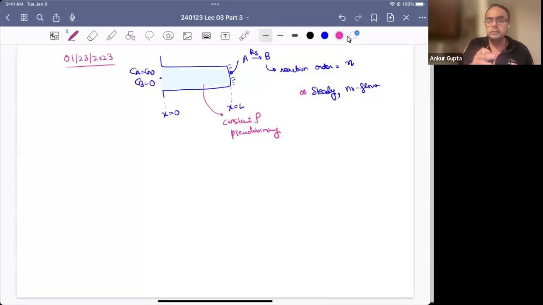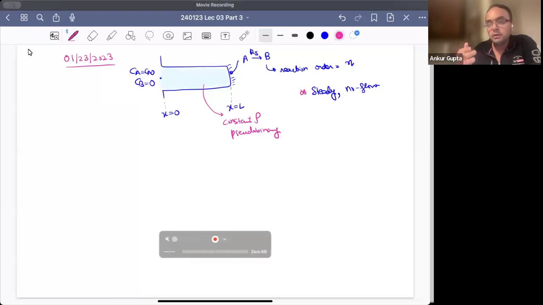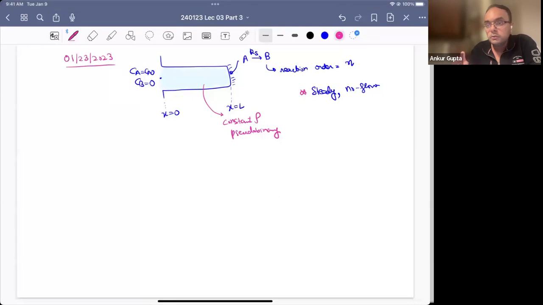which are A and B. Concentration of A is CA naught at the entry, and concentration of B is zero. On the surface, there is a surface reaction going on, which is going from A to B, and the reaction is of order n. So the reaction has nth order, so the order can be 0, 1, 2, 1.5, 2.5, and so on. And that number is given by n here.